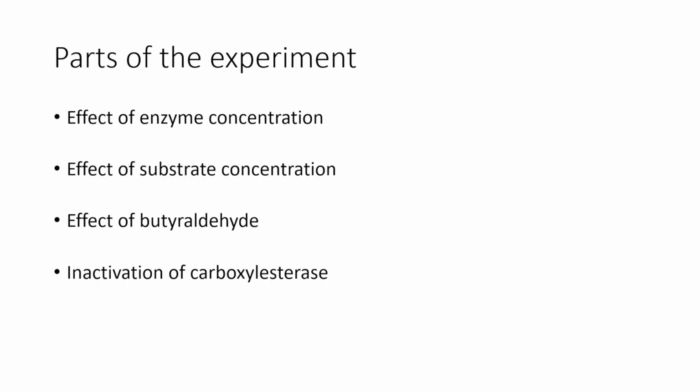During the different parts of this experiment, you are going to study the effects of a number of different variables on the overall reaction rate. First you'll look at the effect of enzyme concentration and the effect of substrate concentration, and as we have already talked about during the lecture portion of this class, both of these aspects can affect the rate of a reaction. We're also going to look at the effect of butyraldehyde, which is a competitive inhibitor. As we have also learned, competitive inhibitors will compete with the substrate for access to the active site. And as you should also know, this is probably going to slow down the reaction rate.